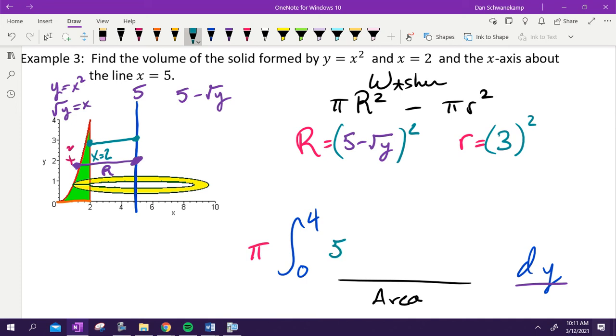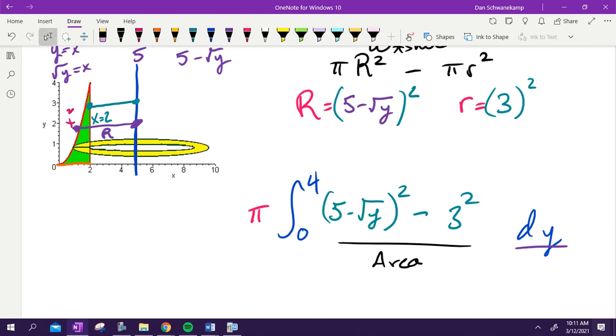Take out my pi, then it's 5 minus the square root of y, squared. Don't do dumb things like say that's 25 minus y. Squaring it means you're foiling it. You don't want to foil it. Just type it in like that. Minus 3 squared. We could go ahead and say that's 9 or just leave it as 3 squared. That is my setup. All I have left to do is type it into my calculator.